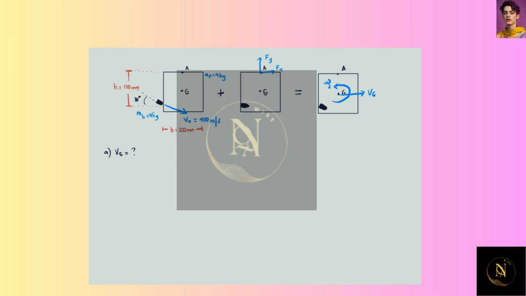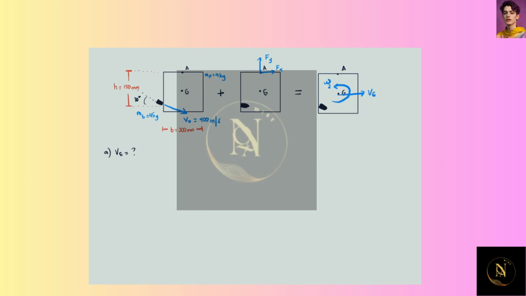A bullet with a mass MB, which is 45 grams, is fired with a velocity VO into a 9 kilogram square panel that is initially at rest. The impact caused an impulsive reaction with force F at point A, and also upon impact, so that's in the second part of the sketch.